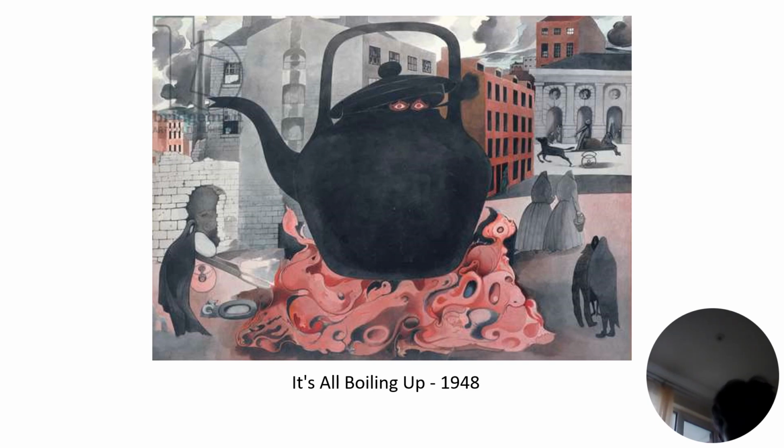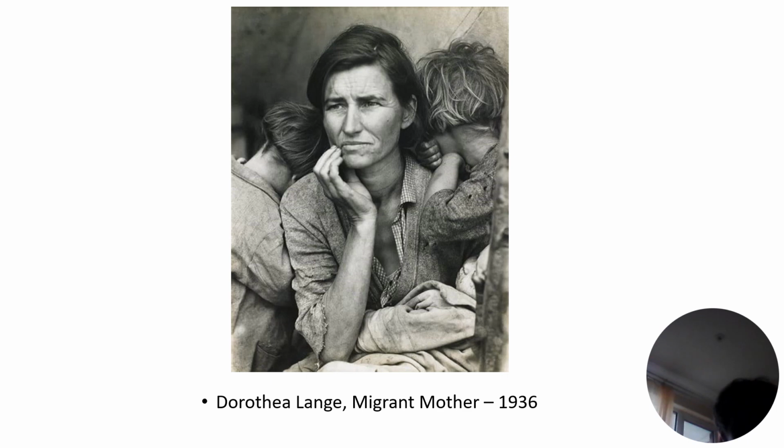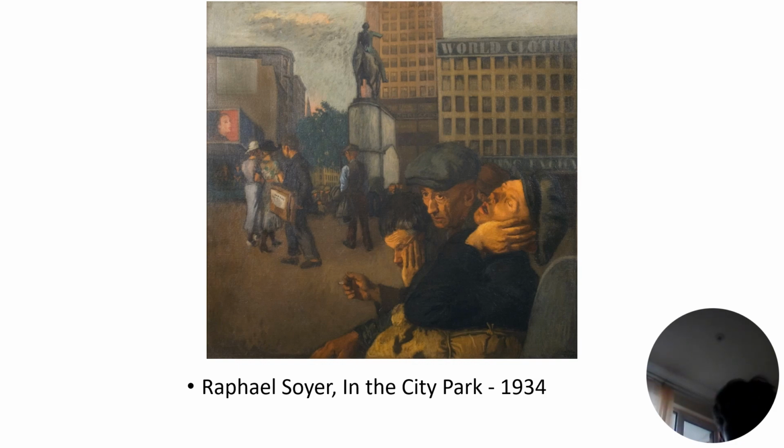These paintings are more to do with surrealism, but it still reminded me of the art movement called social realism, which focuses on drawing attention to socio-political conditions of the working class. For example, how Dorothea Lange documented the American Great Depression, or Raphael Sawyer's City Park.